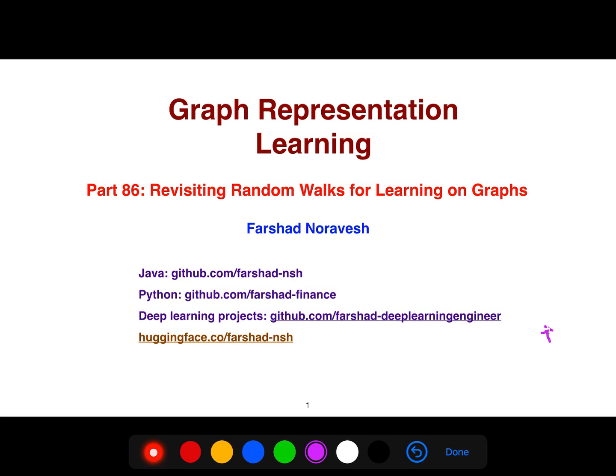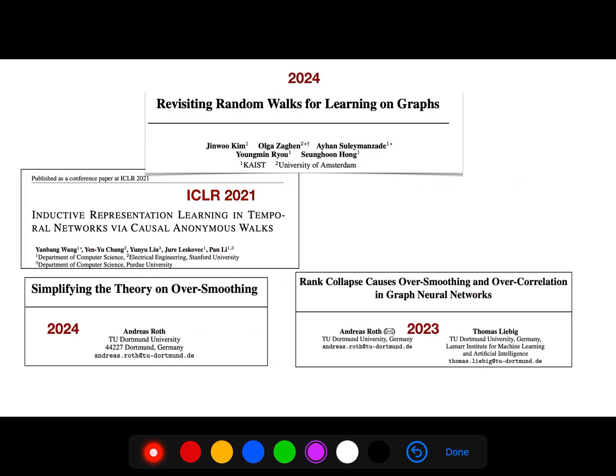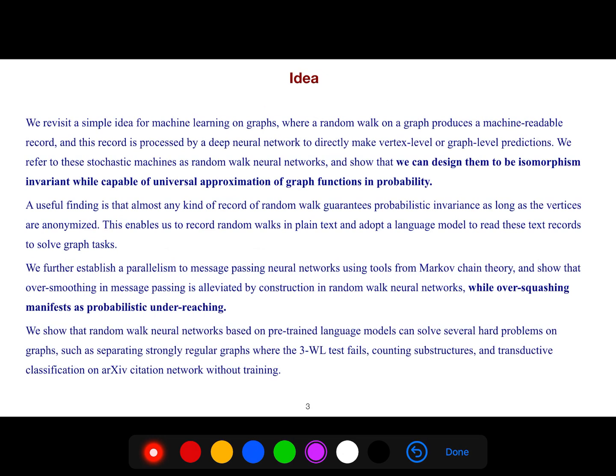Alright, so in this video I'm gonna be explaining another important article with the title Revisiting Random Walks for Learning on Graphs. This paper in 2024 will revisit a simple idea for machine learning on graphs where a random walk on a graph produces a machine-readable record. And this record is processed by a deep neural network to directly make vertex level or graph level predictions.